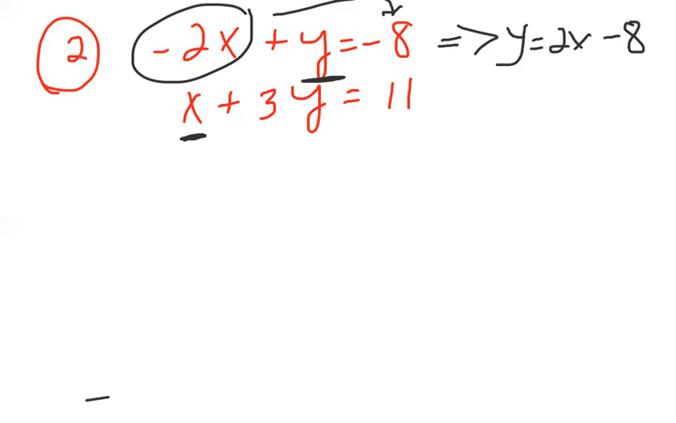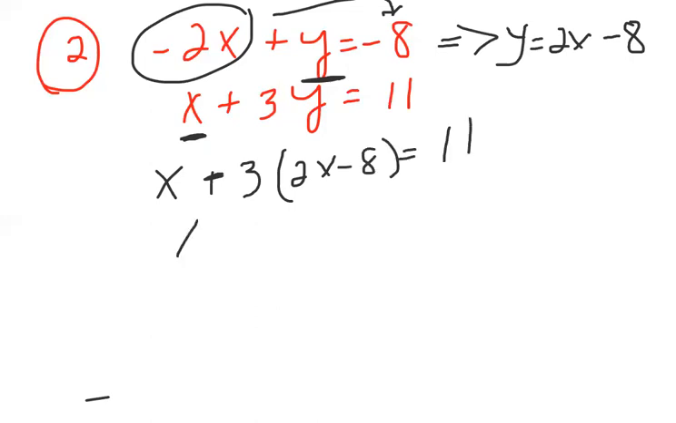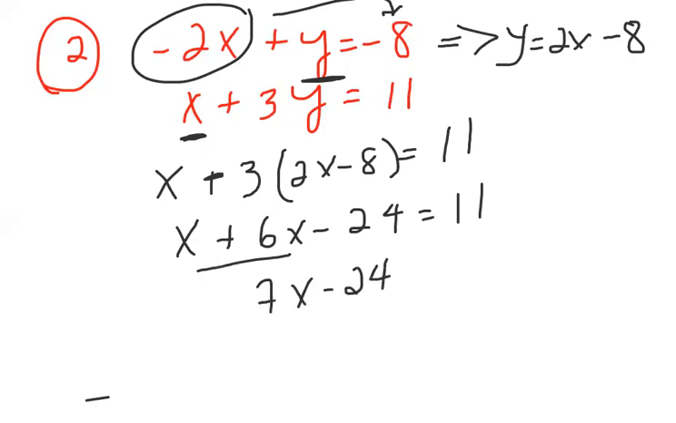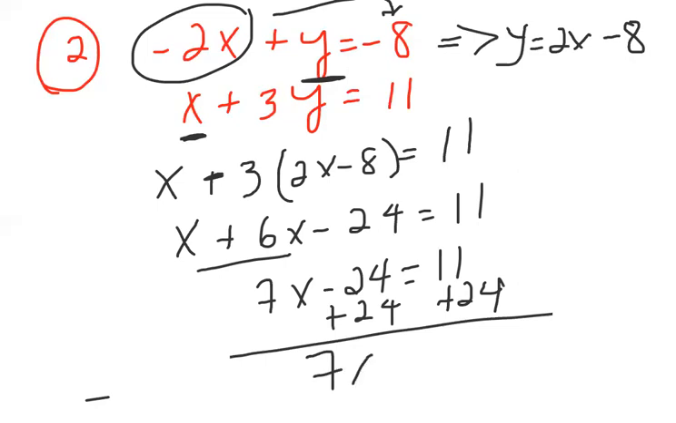So now I'm going to go to the second equation, and I am going to substitute the value of y into the second equation. So here I'm going to get 3 times 2x minus 8 equals 11. So we distribute the 3, we get 6x minus 24 equals 11. You add these two together, so you get 7x minus 24 equals 11. You add 24 to both sides, everybody. Add 24. So you end up with 7x, this canceling out, equals 35.